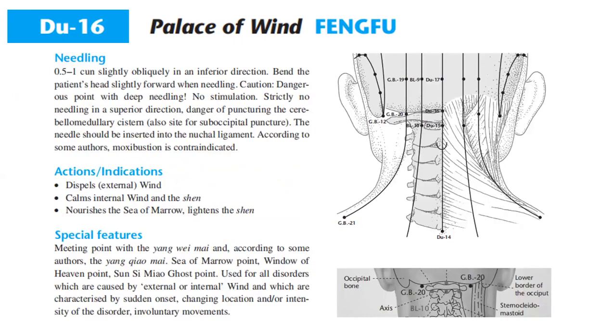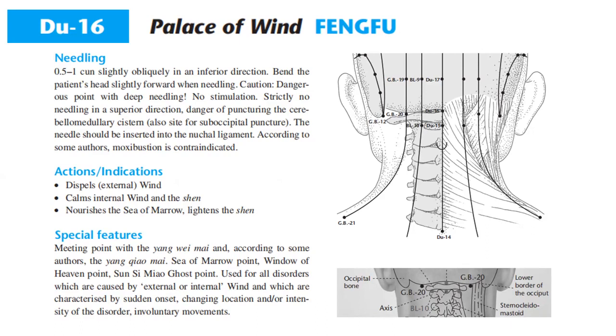Needling: 0.5 to 1 cun, slightly obliquely in an inferior direction. Bend the patient's head slightly forward when needling. Caution, dangerous point with deep needling. No stimulation. Strictly no needling in a superior direction. Danger of puncturing the cerebello-medullary cistern, also cited for suboccipital puncture. The needle should be inserted into the nuchal ligament. According to some authors, moxibustion is contraindicated.